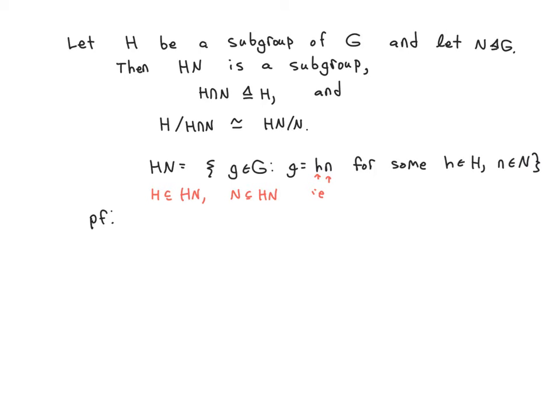So how do you prove this result? Well, there's three major steps. Actually, there's two major steps. The first step is to prove this result. And then the second step is to apply the first isomorphism theorem to a cleverly chosen homomorphism to get the second result. So first we're going to show HN is a subgroup of G.